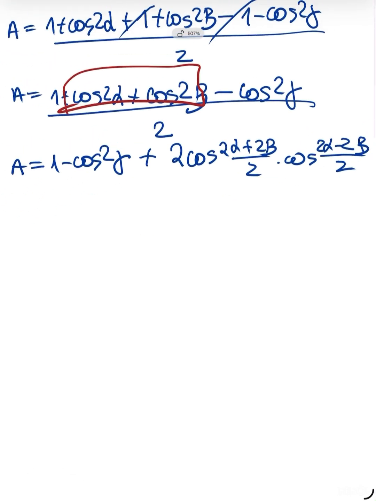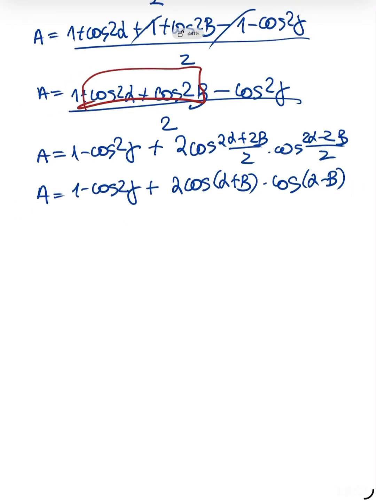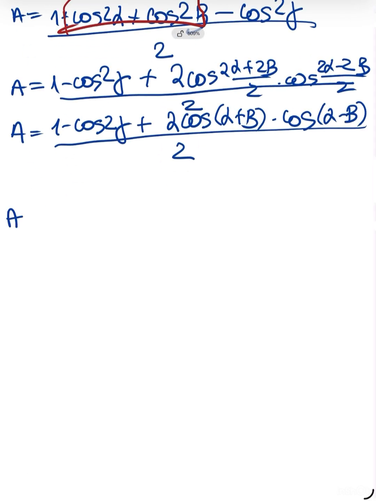And yeah, now going back, A is equal to 1 minus cosine 2 gamma plus 2 times cosine only alpha plus beta times cosine alpha minus beta, and also the whole thing divided by 2. Don't forget the denominators. A is equal to, now let's present this 1 minus cosine 2 gamma.